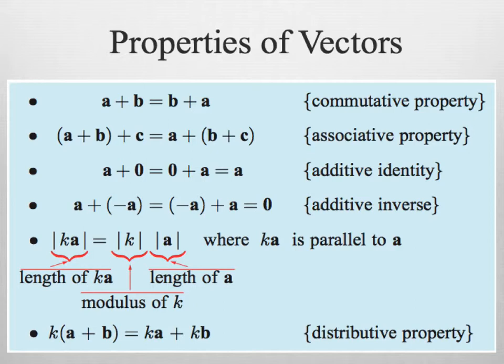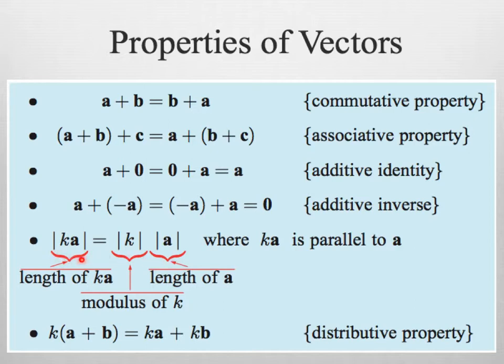Okay, so if I have a vector A plus a vector B, vector B plus vector A is going to be the same thing. So that's the commutative property. We have the associative property, which means we can regroup. For addition, we have the additive identity: if you add the 0 vector, you're just going to have the same vector. The additive inverse: if you add a negative vector to itself, you're going to get the 0 vector. Okay, so we all know this.